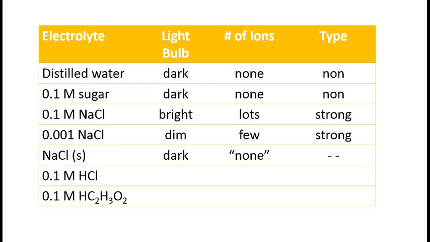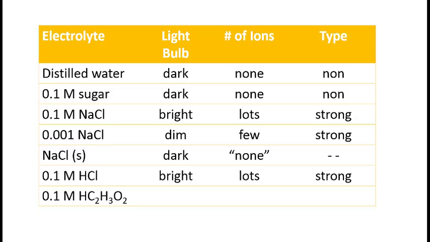0.1 molar HCl produced a bright bulb. So we conclude that there are lots of ions, and this is a strong electrolyte. At first, this should be puzzling, since both hydrogen and chlorine are non-metals, so we would expect a non-electrolyte. But something clearly different is happening here. We'll have to come back to this when we talk about acids and bases.